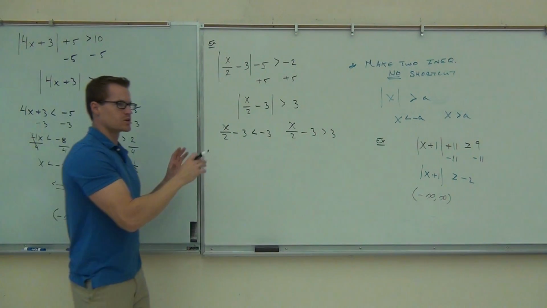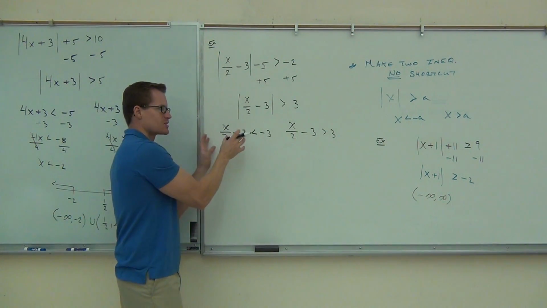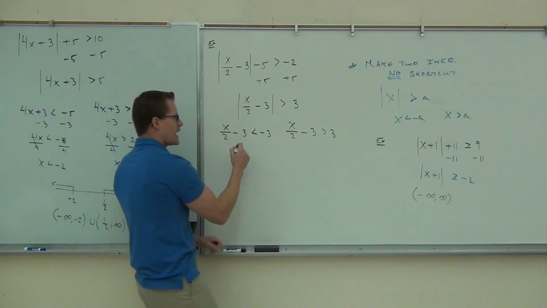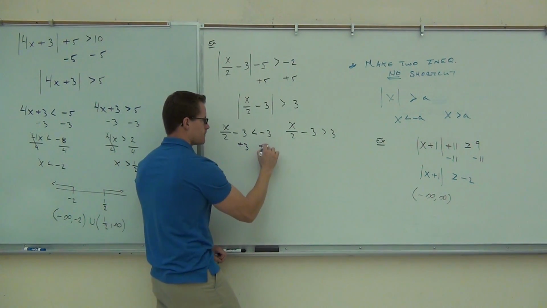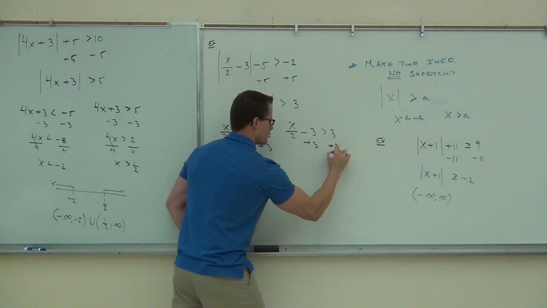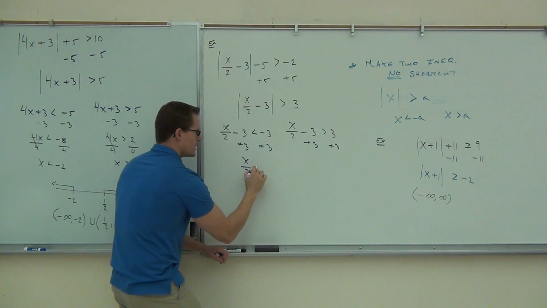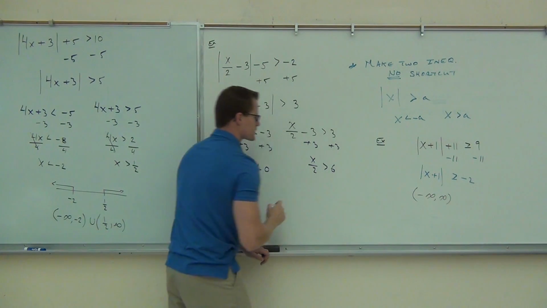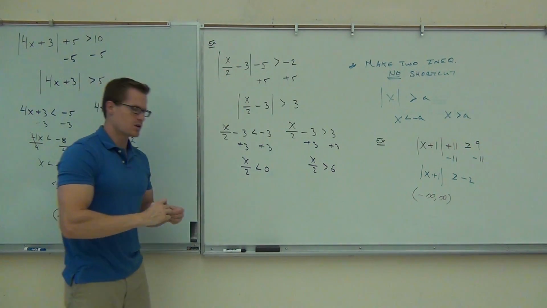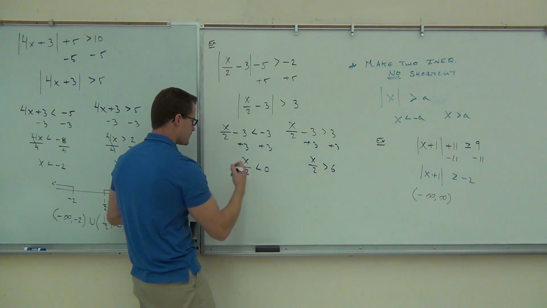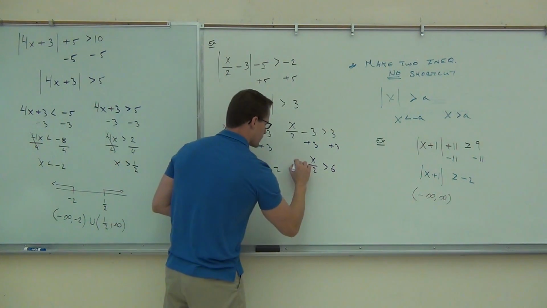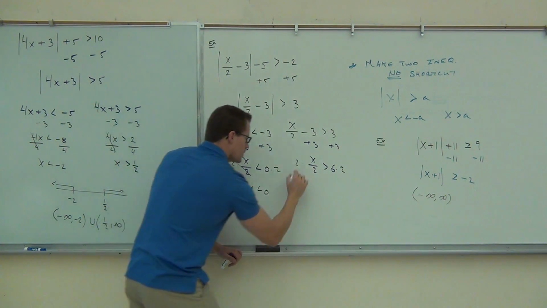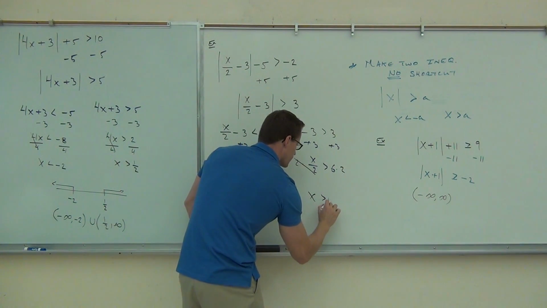I just want to make sure you don't get stuck on these fractions again. Some people have made some mistakes in their homework with this stuff. When you're doing this, try adding the 3 first, okay? And we get x over 2 is less than 0, x over 2 is greater than 6. Now multiply by 2. That way you don't make any mistakes on that. If we do, we get x is less than 0, x is greater than 12.